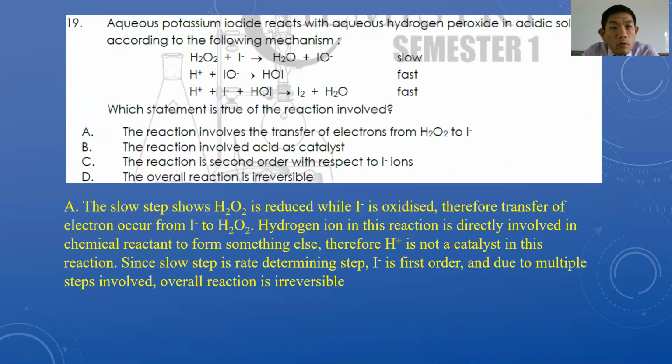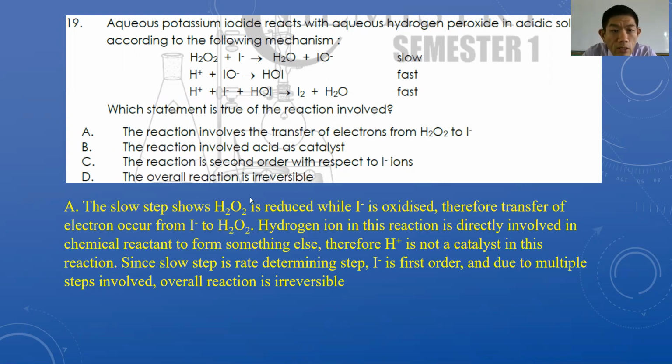Then number 19, aqueous potassium iodide reacts with aqueous hydrogen peroxide in acidic solution according to the following mechanism. H2O2 plus I minus gives H2O plus IO minus, which is slow. H plus plus IO minus gives HOI, fast. H plus plus I minus plus HOI gives I2 plus H2O, which is also fast. Which statement is true for the reaction involved? A, the reaction involves the transfer of electron from H2O2 to I minus.